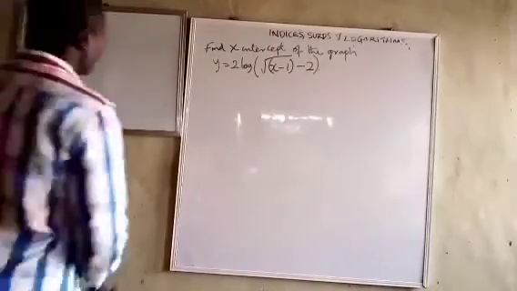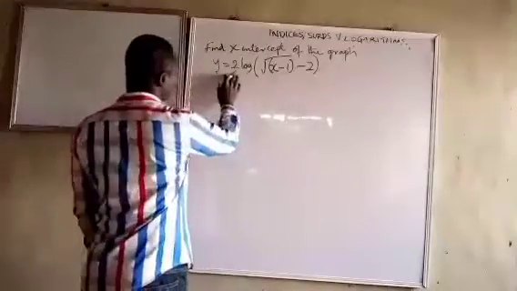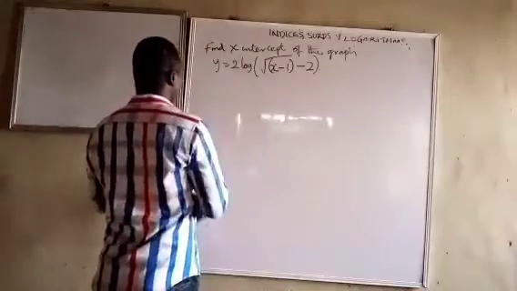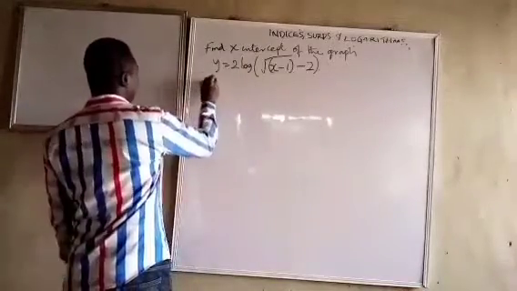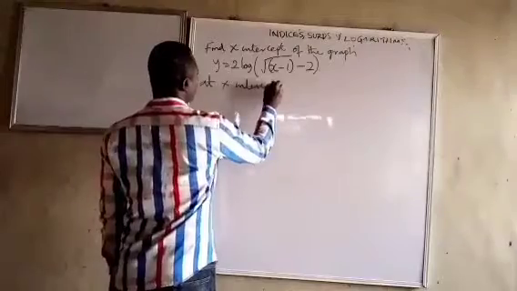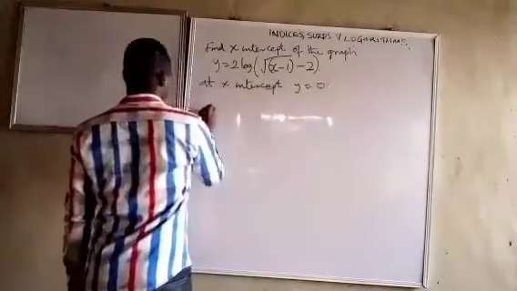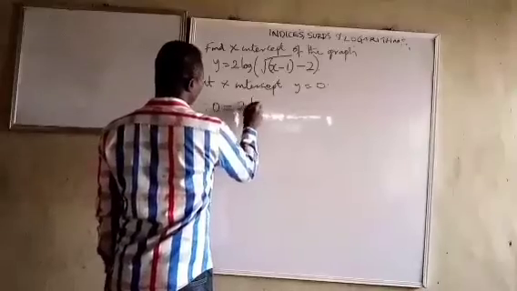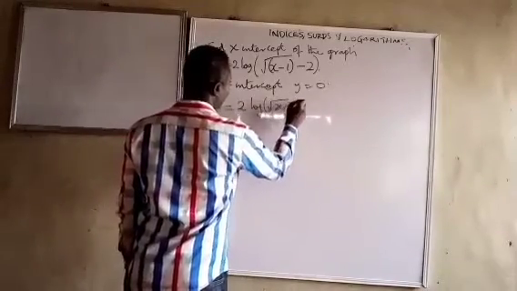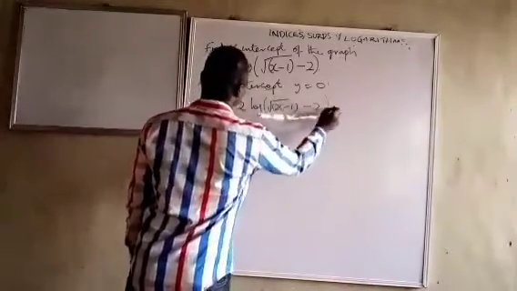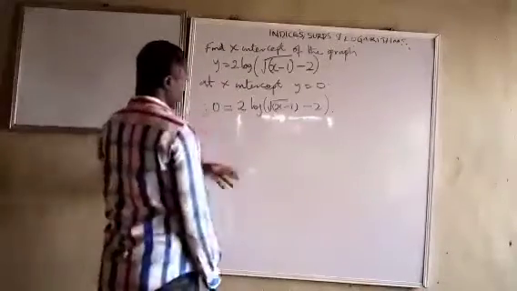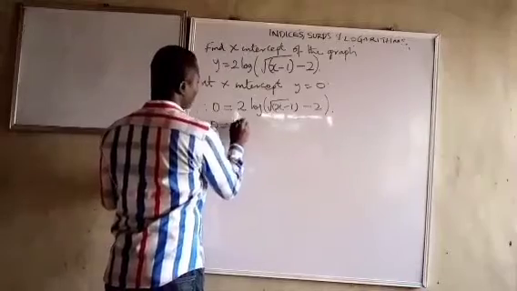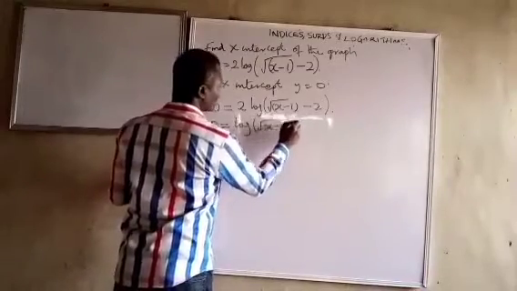We have this one that says find the x-intercept of the graph y equals 2 log(root of (x minus 1)) minus 2. You know that at x-intercepts, y is equal to 0. Therefore, we are trying to say what is x at y equals 0, and that will be 0 equals 2 log(root of (x minus 1)) minus 2. So I have 0 equals log of root of (x minus 1) minus 2.